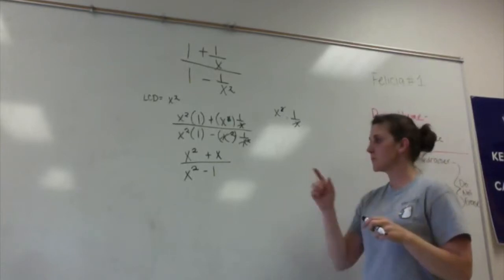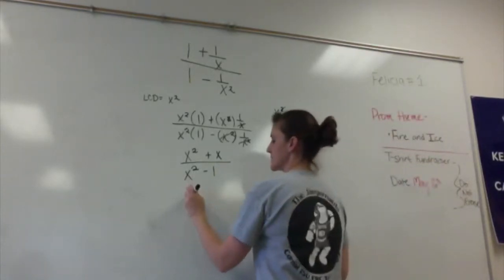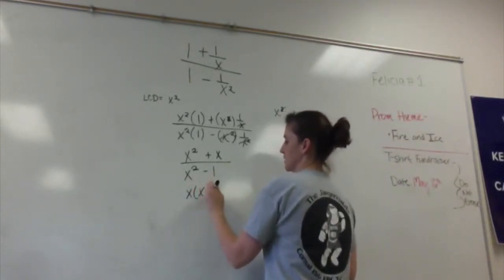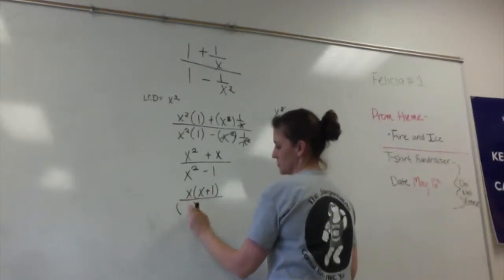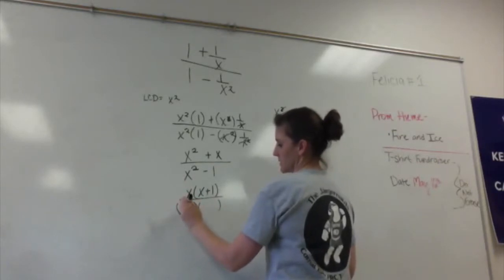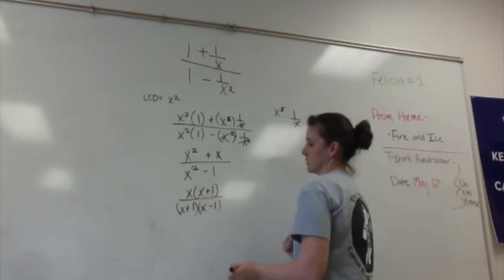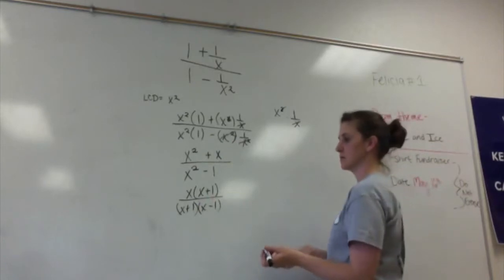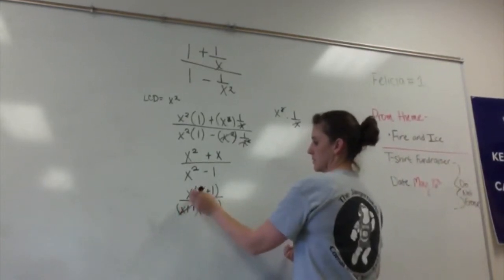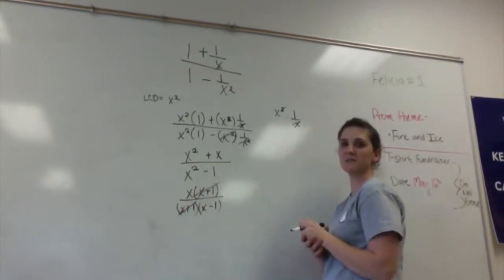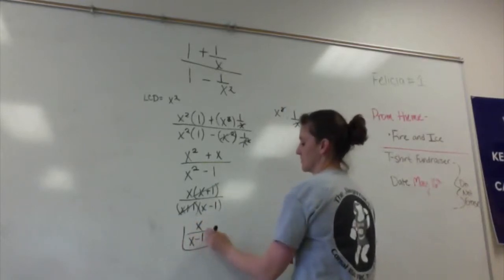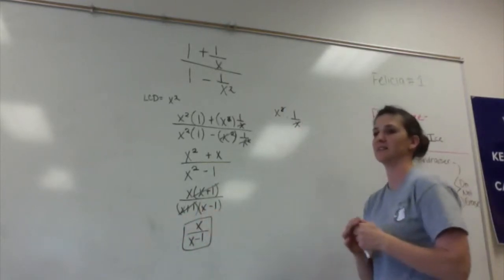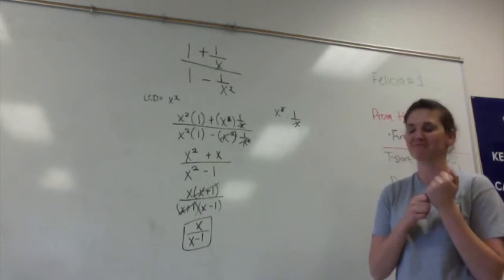Wow. Okay, on the top I can factor out an x, so that would be x times x plus 1. And on the bottom, I can factor x squared minus 1 to x plus 1 times x minus 1. Now what happens? The x plus 1's cancel. And you're left with x over x minus 1. It's beautiful. Gee, miss, that's just swell. Isn't it? Okay.